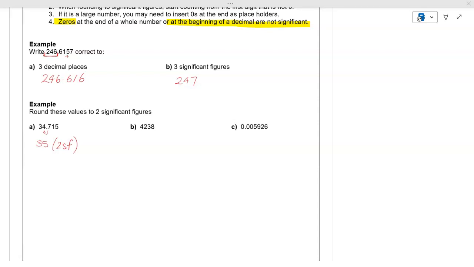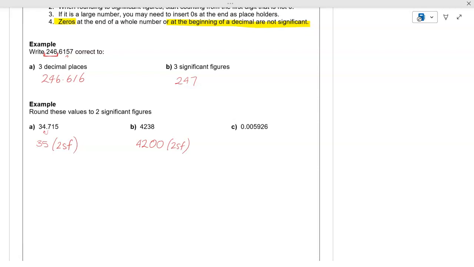So this one here, I've got my first 2 non-zero. My next number is a 3. So if that was a decimal place, they would just drop off. However, because I'm doing significant figures and I still need to hold my place value in that 4,000s, these become zeros. They're non-significant. And then I say to 2 significant figures.